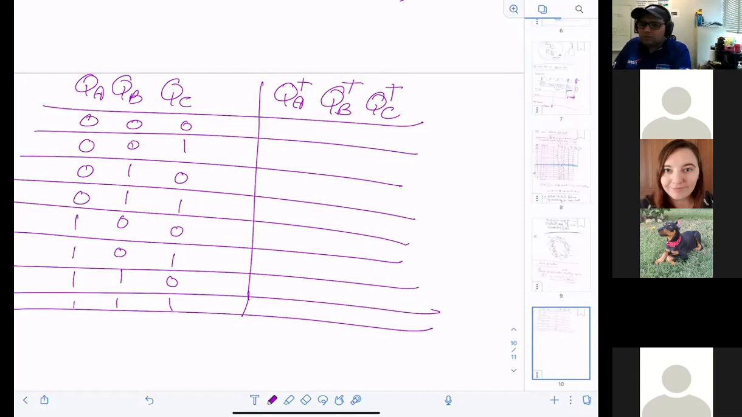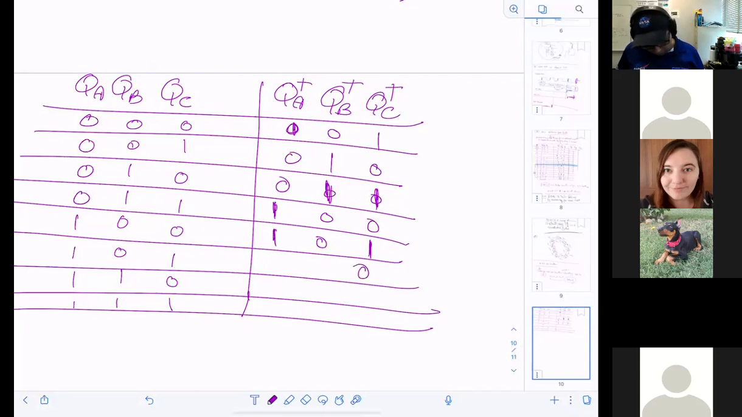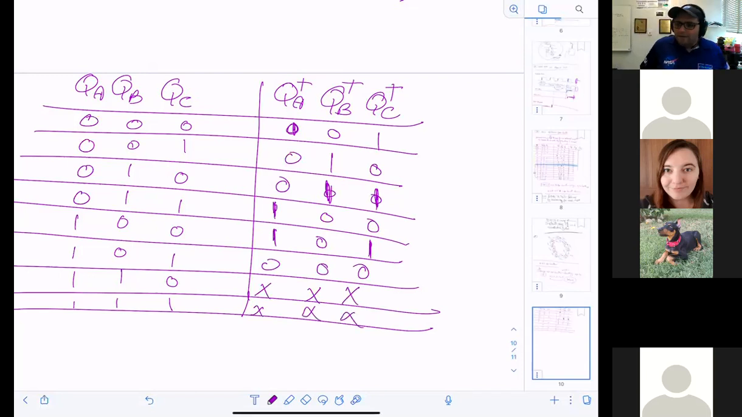So when I go to 0, I go to 1, right? 2, right? 3. From 3, I go where? 4. 4 will go where? 5. 5 will go where? 0. Make sense?